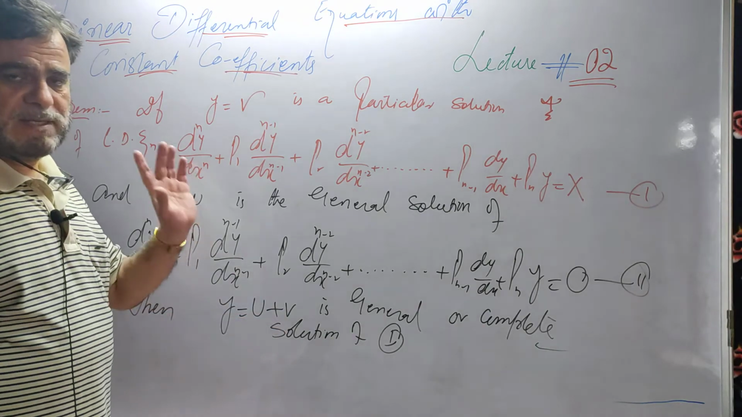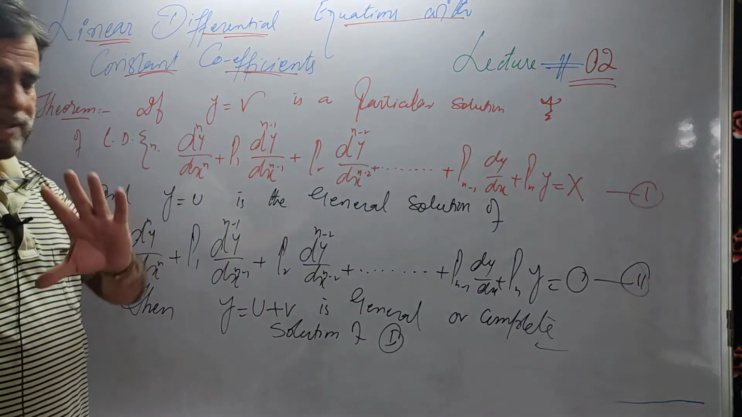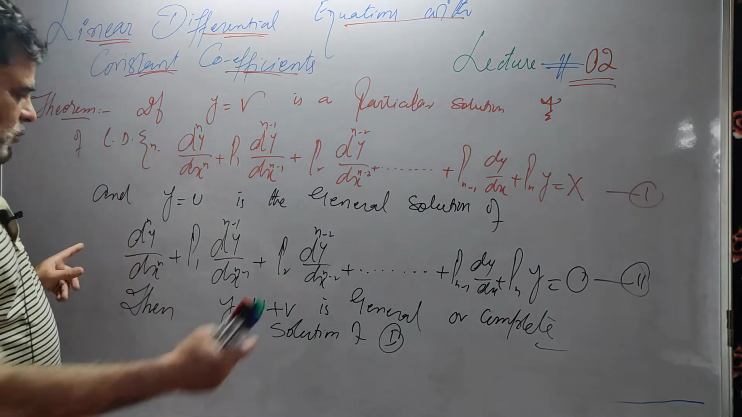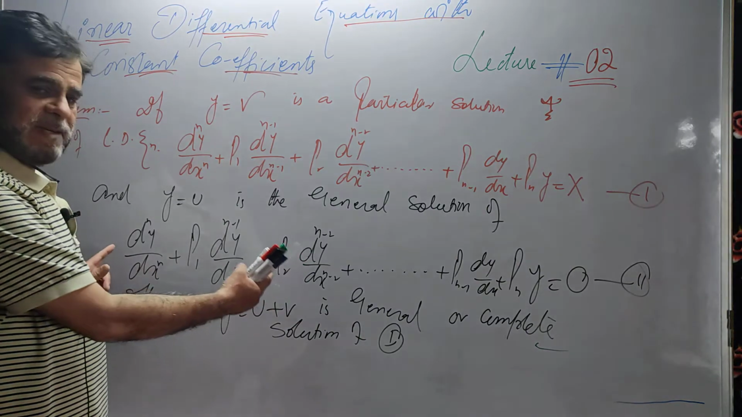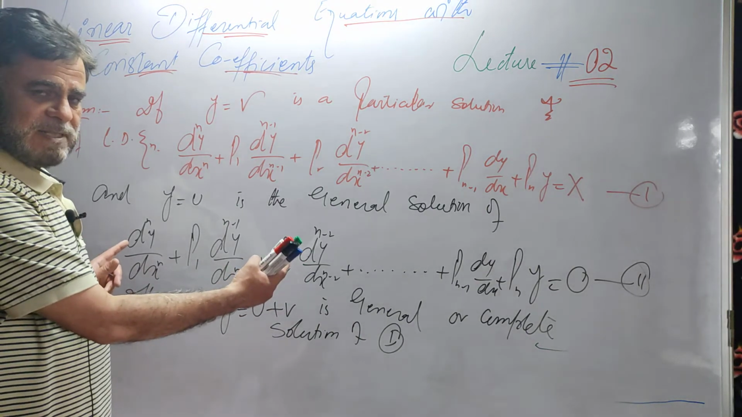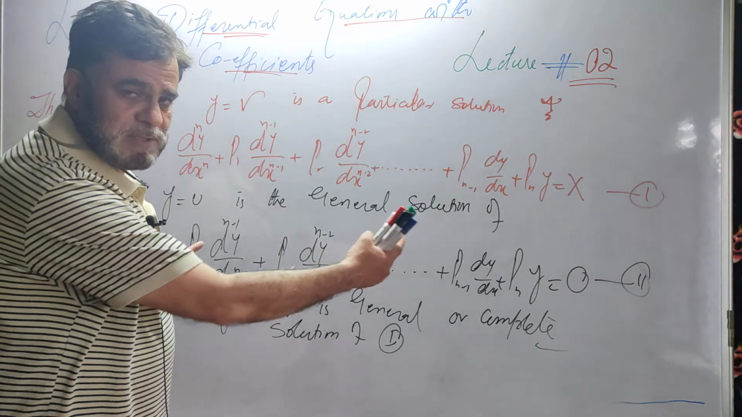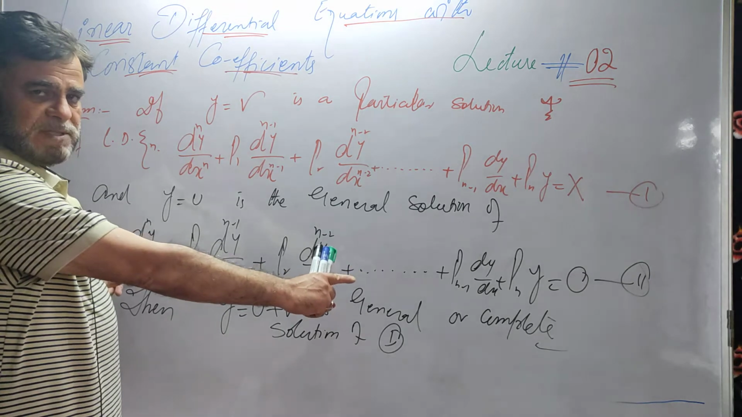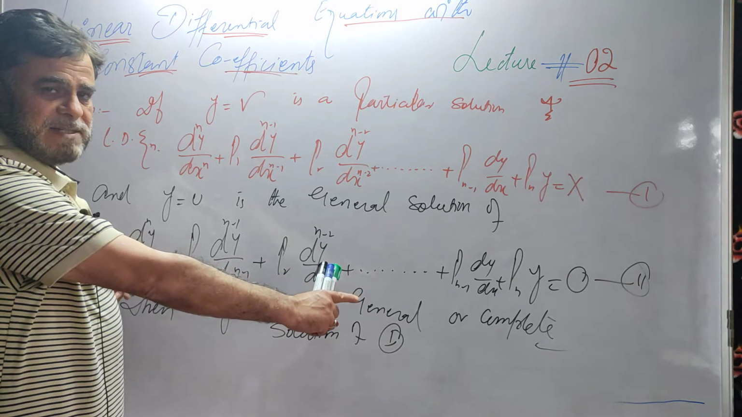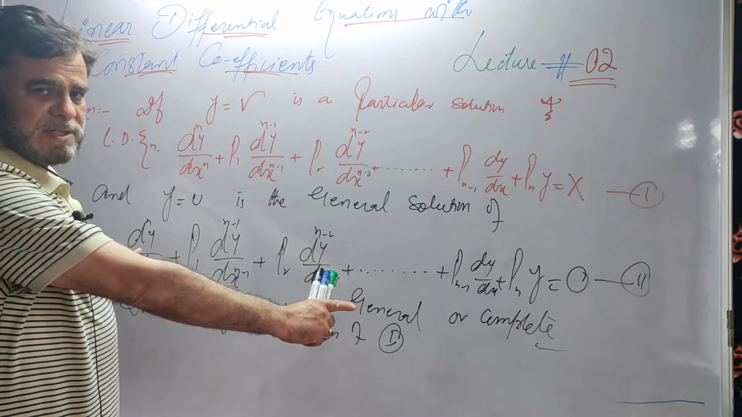In lecture number 1, what we did, please read that theorem. There we took this differential equation with constant coefficients. We said that if y = y1, y = y2, y = y3, and so on to y = yn are n independent solutions of this equation, then there exist n linearly independent constants.